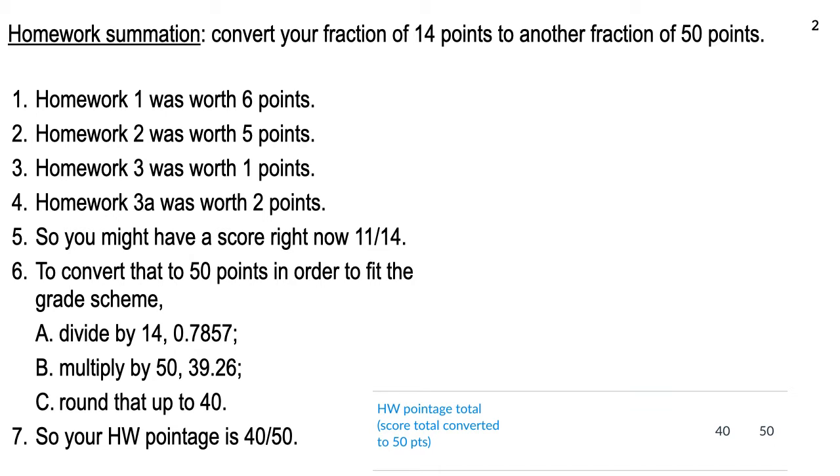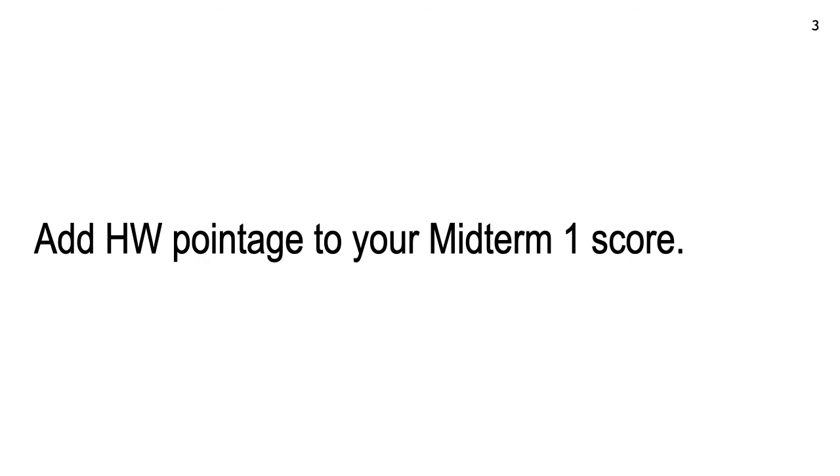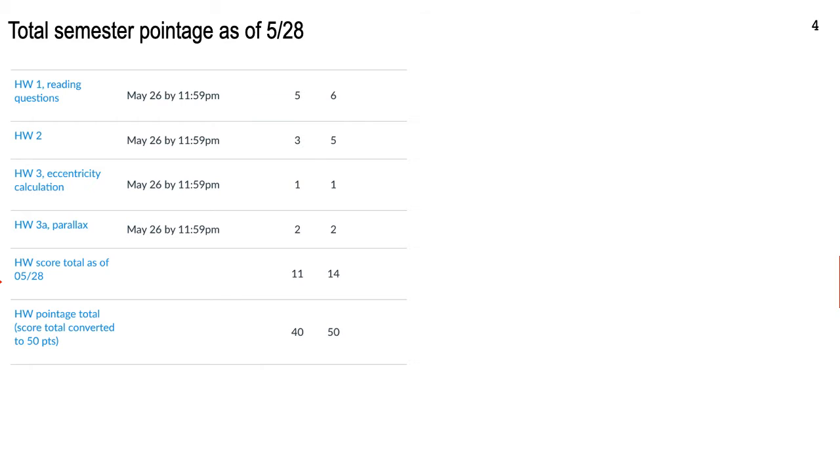Now, we've only got a midterm and homework right now, so we've got to add those together, and it'll change after the next midterm too. But for right now, we add these two together. We got 40 out of 50 for your homework pointage. Your score total was 11 out of 14, and we converted that to 40 out of 50 to fit in the grade scheme.